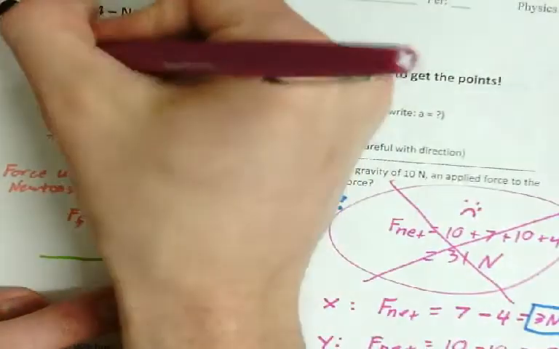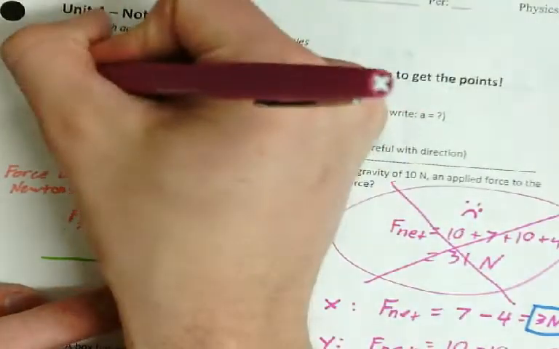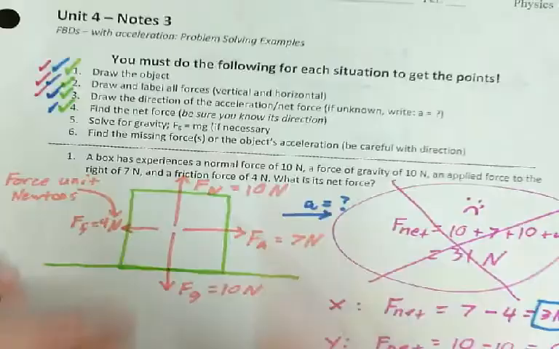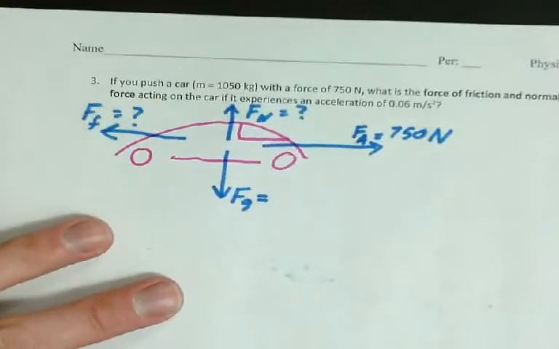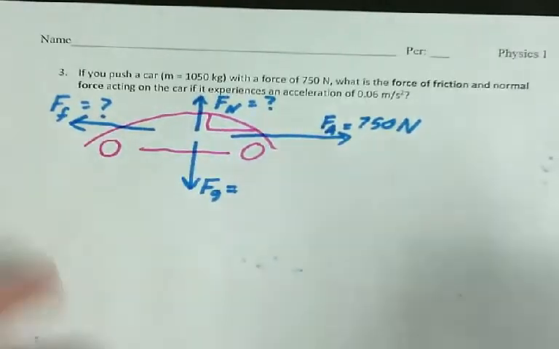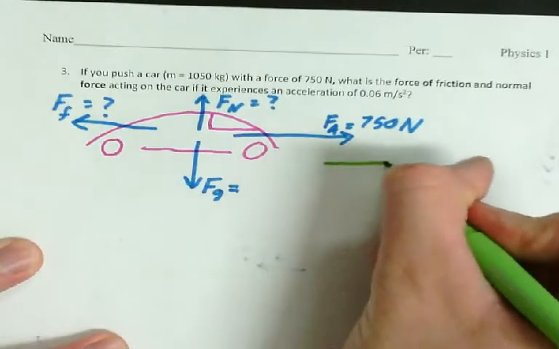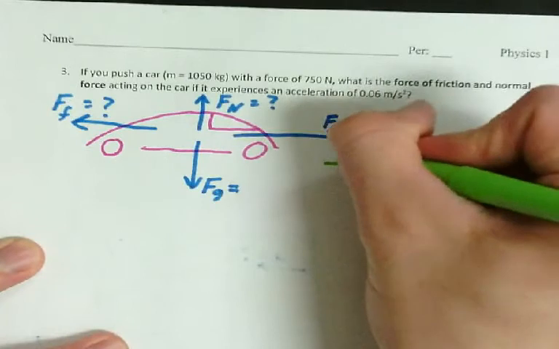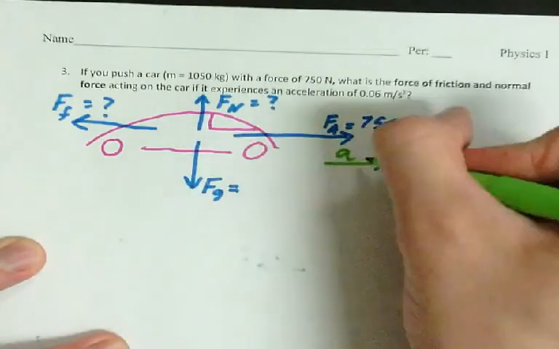Okay? Step 1, done, drew the picture. Step 2, done, label the forces. Step 3, draw the direction of the acceleration. Okay, which direction is my change going to be? Well, it seems like my change is probably going to be to the right. But I do know what it is. The acceleration is 0.06.